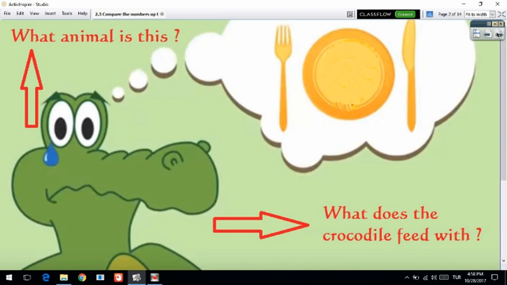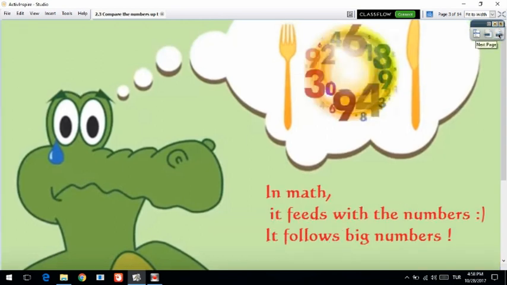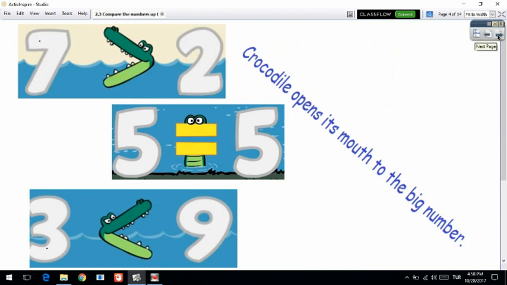What about in math life? Let's see. So there are numbers. In our real life, the crocodile eats animals, but in math, it feeds with the numbers. It follows the big numbers, right? Okay, now let's do many practice.